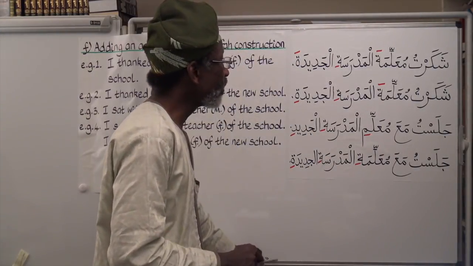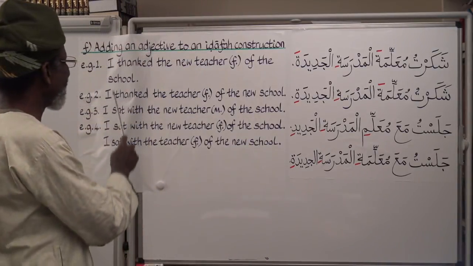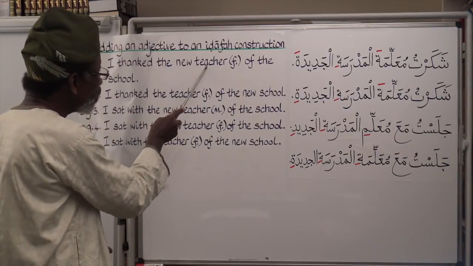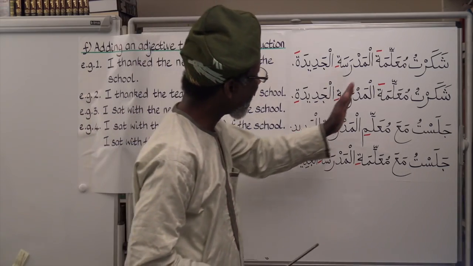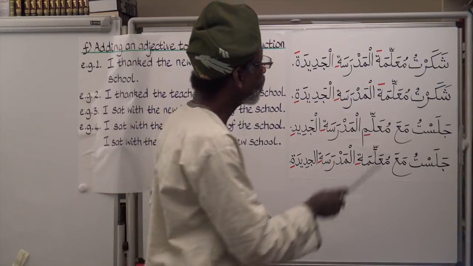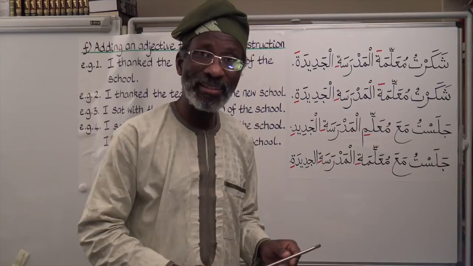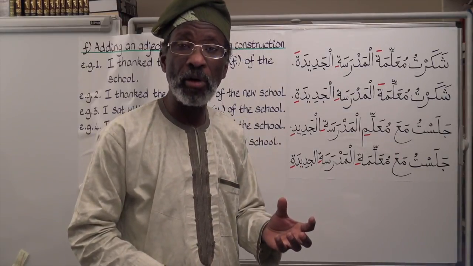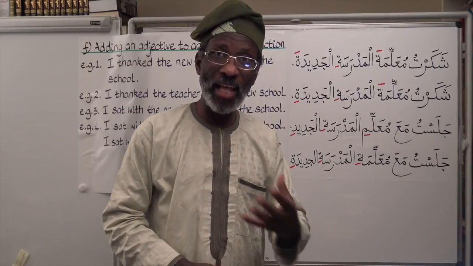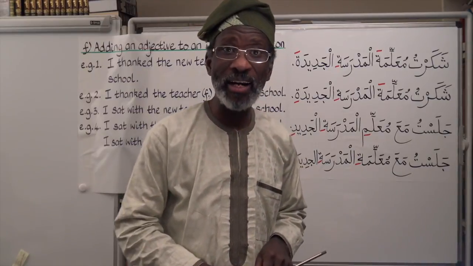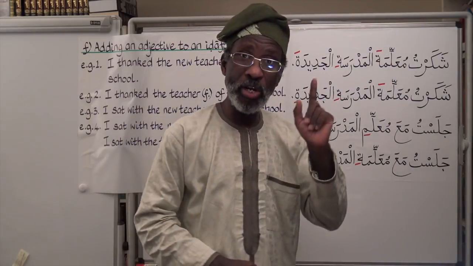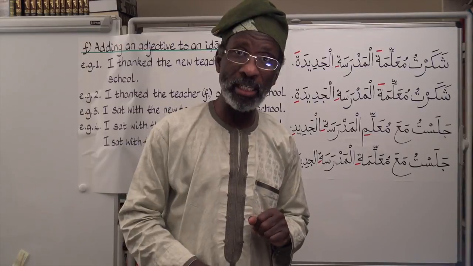If you look at the first line, which is "I thank the new teacher of the school." Here, the teacher is the new one. Now, let's look at the Arabic. Shakartu means I thanked. Muallimata, that's teacher, is the object of the verb. Shakartu, I am the subject. Muallimata is the object, and we know the object carries accusative case ending. Because it is singular, it is fatha. So we know that is the object of the verb.